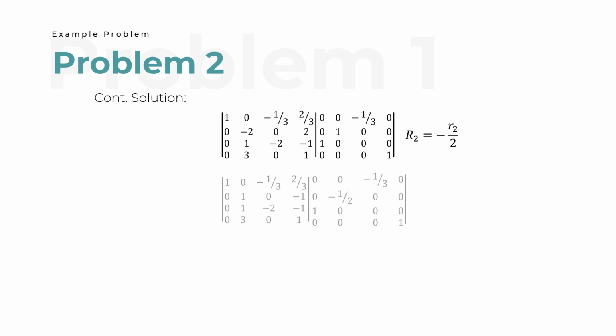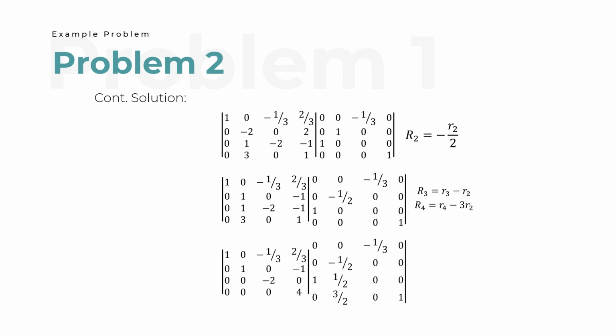Then applying this equation, we have now the maximum pivot point for the second column, and then proceed on eliminating the third and fourth element of the second column, having the equation of row 3 is equal to R3 minus R2, row 4 is equal to R4 minus 3 times R2. We have now the second column of the identity matrix.